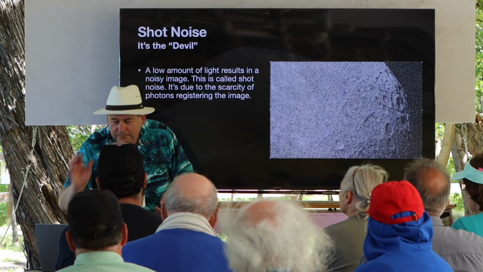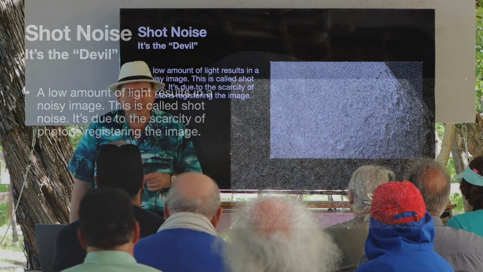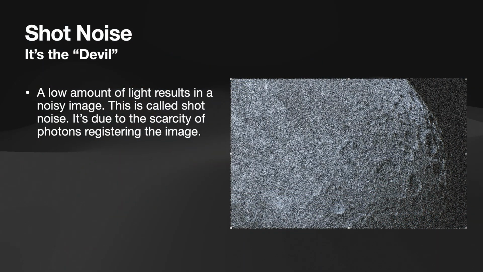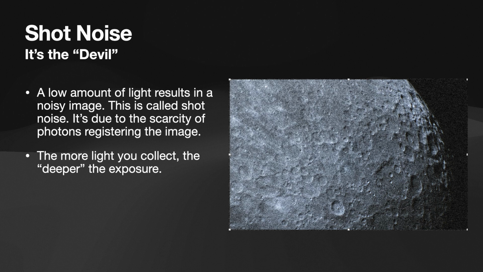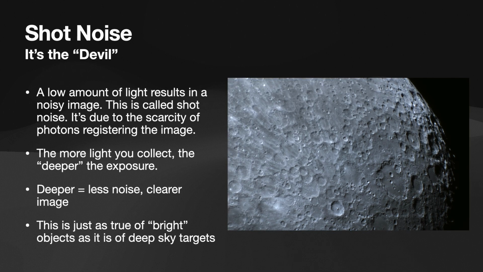All right. Oh, look, here it is. It's the devil. So here's a picture of the moon. You can see some craters, sort of, and this is what shot noise looks like. If you take a longer exposure, you might have to raise the ISO to get it. Then it starts getting clearer and clearer. It has nothing to do with your ISO.